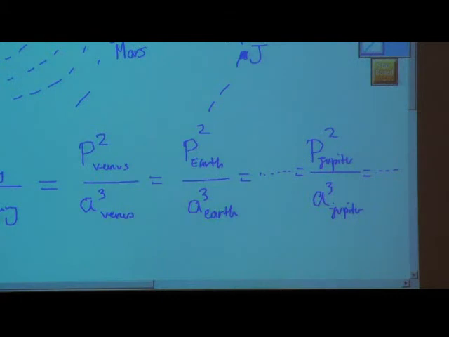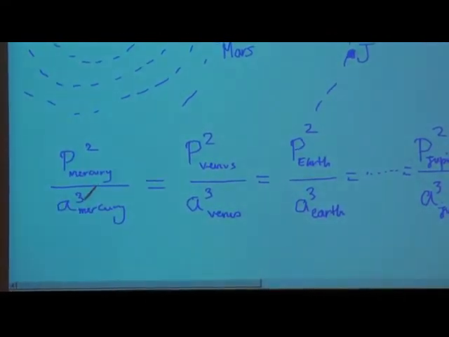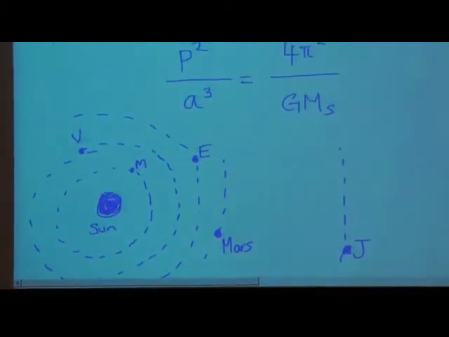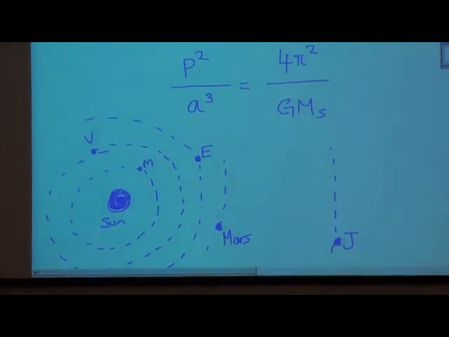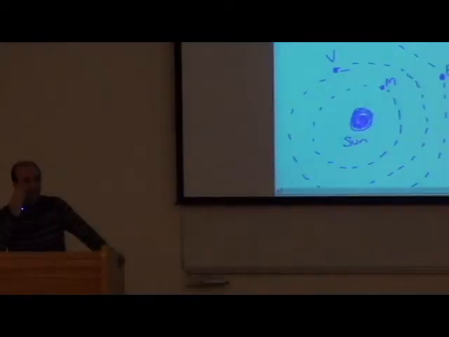Please do verify by finding out how long a year is on Mercury and how big the semi-major axis of Mercury is. And do the same thing for Venus, you know already for Earth, and do it for all, and you will see that they are almost the same. So that's yet another way that we can make use of Kepler's third law. Any questions?